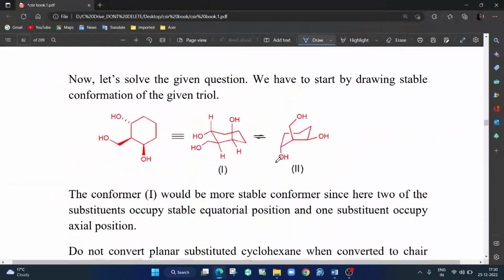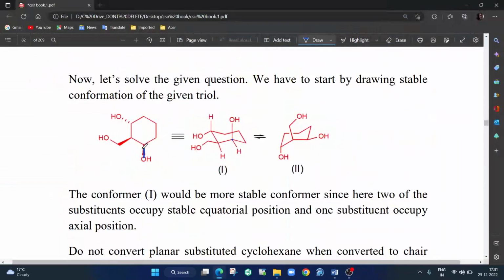Now let us look at our question. So our question is this. It will have two conformers. So this OH is towards the viewer, so I am drawing it above the plane. This CH2OH is towards the viewer, so again I am drawing it above the plane. This OH is away from the viewer, so I am drawing it below the plane. Okay, so H is on top, OH is bottom, and similarly here OH is below the plane, so CH2OH is above the plane, and here OH is above the plane, H is below the plane.